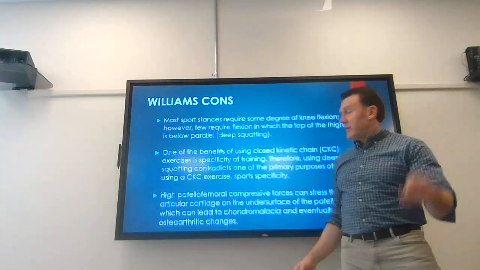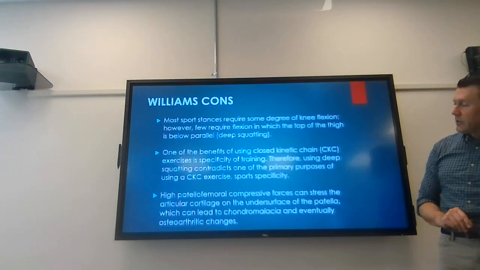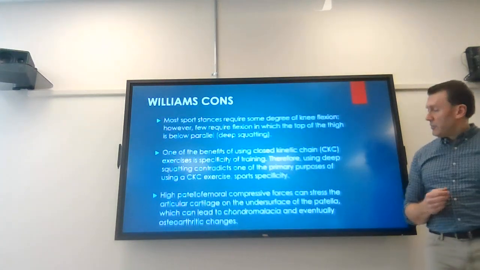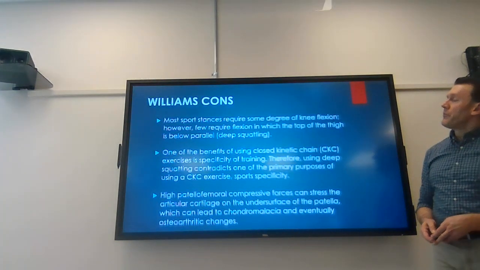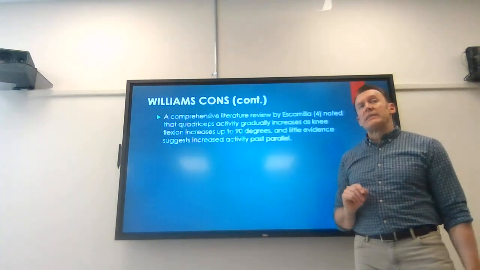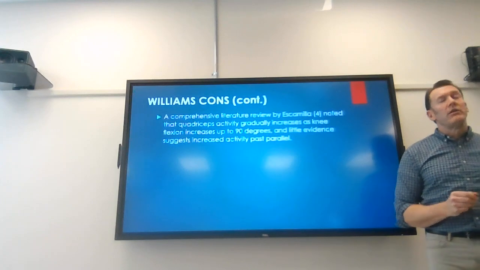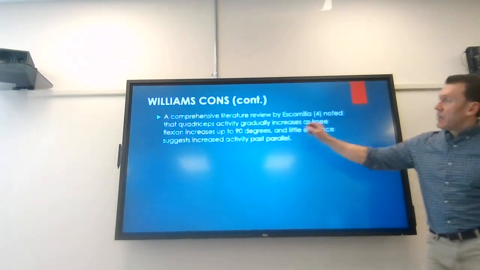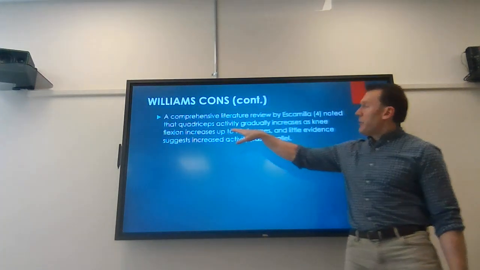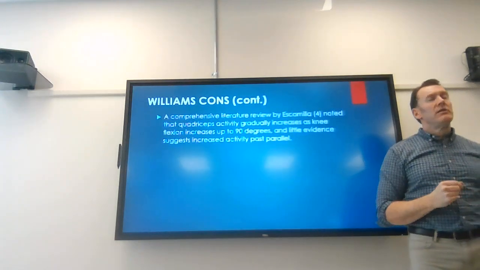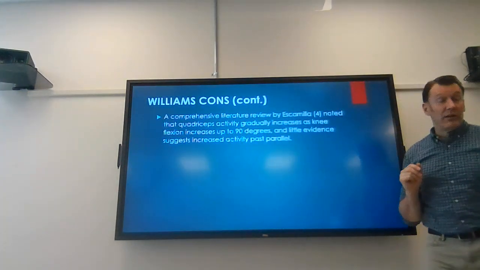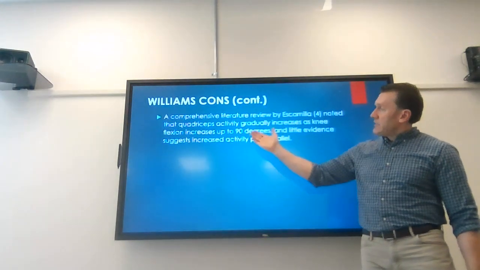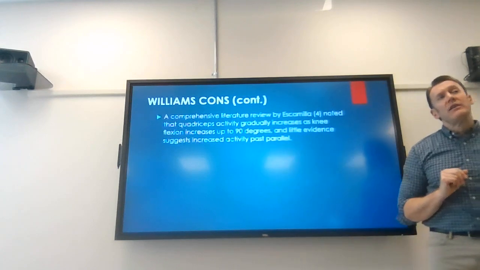So then she says, again, what Haley said, patellofemoral compressive forces can stress the articular cartilage on the undersurface of the patella, and that can lead to chondromalacia. So that's just a degeneration of cartilage on the patella, and eventually osteoarthritic changes. So she brings in a really good review from Escamilla. This is one that I have, and it's a really good one that talks about activity in the quadriceps. And the evidence, at least from this review, says that quadriceps activity gradually increases as knee flexion increases up to 90 degrees. So that's like a parallel squat. And then little evidence suggests increased activity past parallel. Now, I disagree with that, little evidence, because there is, if you look at other literature. But at least a lot of literature suggests you don't get much activity past that 90 degree point.